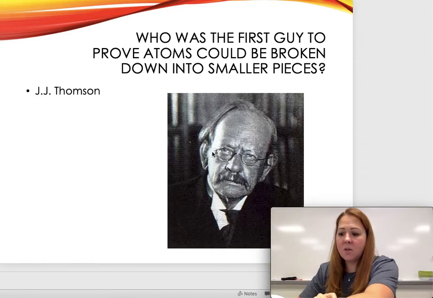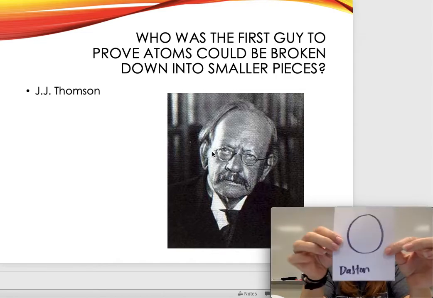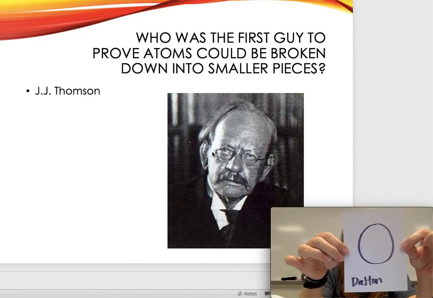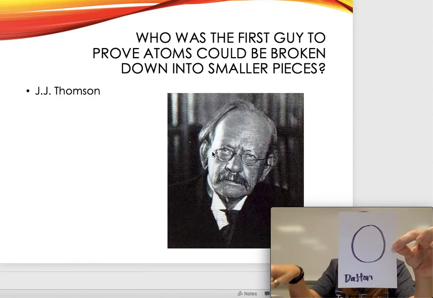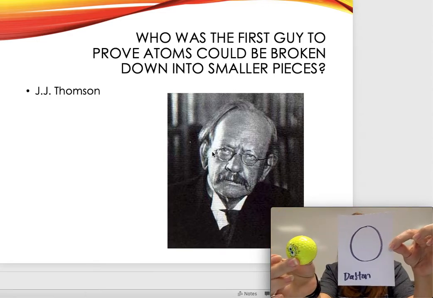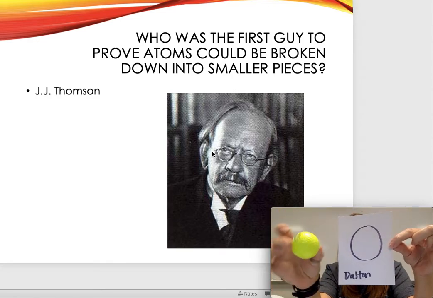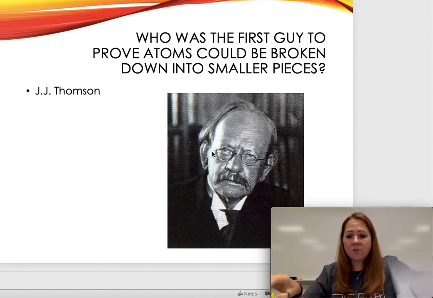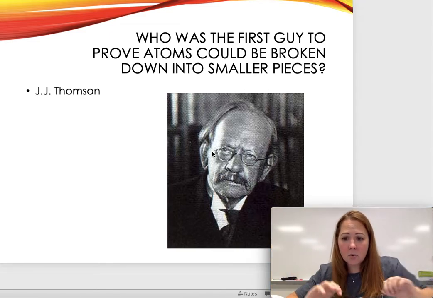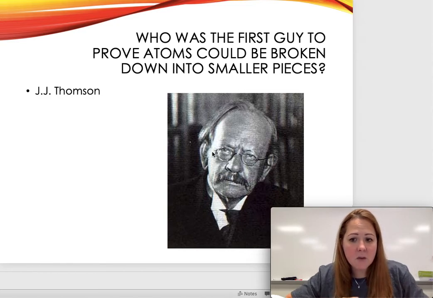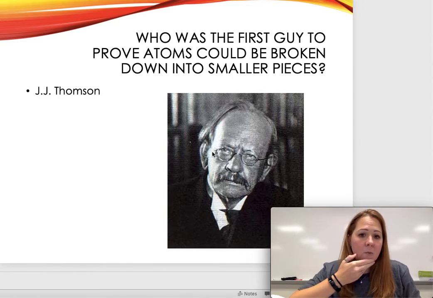Then the next person that we had was Dalton. Dalton used a lot of Democritus's theories, and Dalton would have done the same thing as Democritus. It's just a tiny indivisible particle, and he also said that all the particles were identical if you have the same element. They were indivisible still.